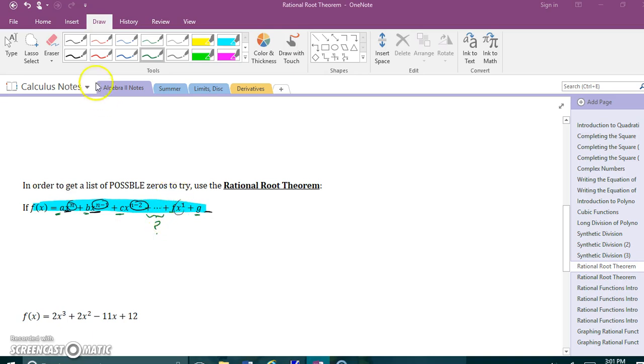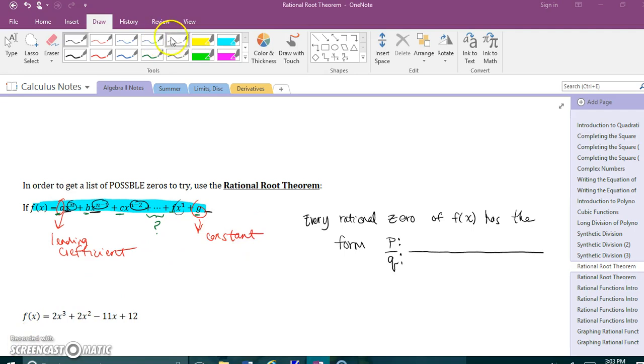And when you do the rational root theorem, the most important numbers are your leading coefficient. So label this here as leading coefficient, and this one here is your constant. It's always going to be at the end. That's the definition of a constant. And here's how the rational root theorem works. We're going to assign the leading coefficient and the constant letters, so the leading coefficient is given the letter Q, and the constant is given the letter P.